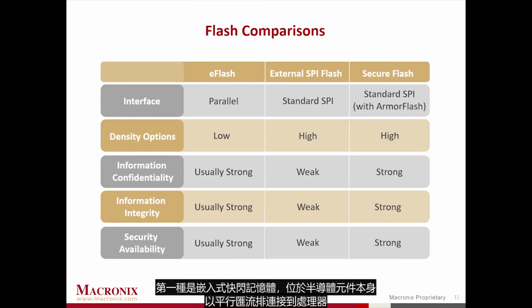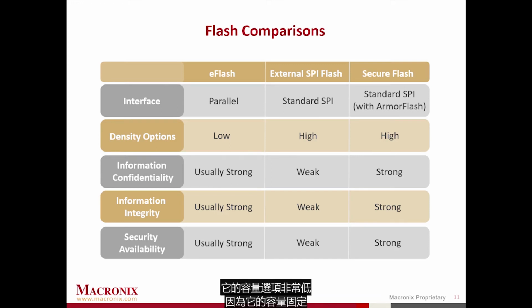There are three main categories of flash devices. The first is embedded flash. It resides in the semiconductor device itself and is connected to the processor via a parallel bus. The density options for it are quite low because it's a fixed density. However, the information confidentiality, integrity, and security availability are very strong because it's in the device itself and protected.